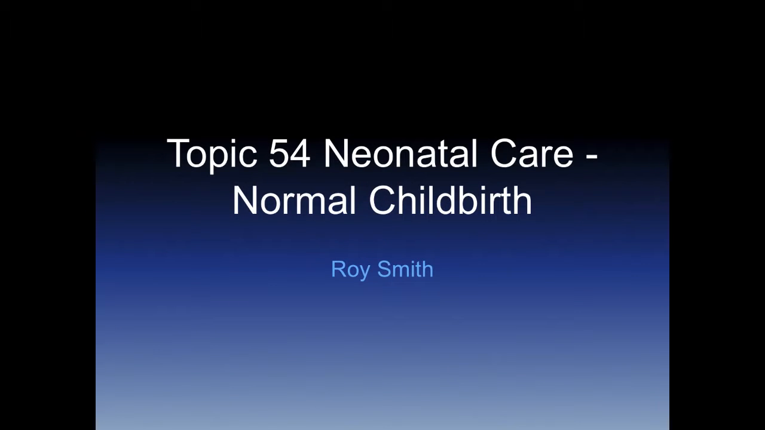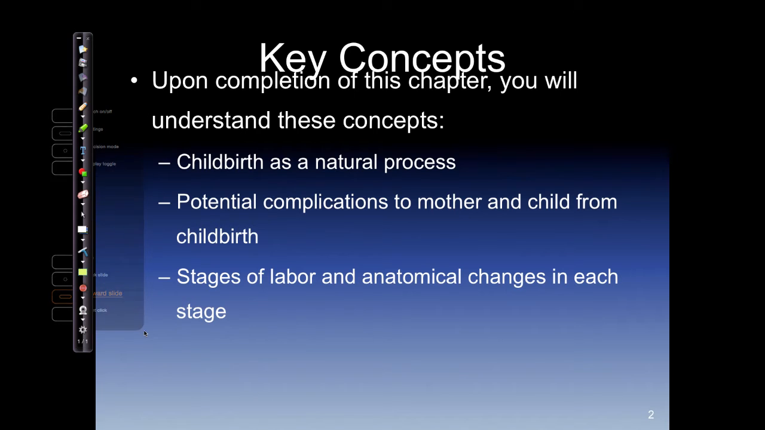This is going to be topic 54, neonatal care, normal childbirth. Key concepts. Upon completing this chapter, you will be able to understand childbirth as a natural process, potential complications to mother and child from childbirth, stages of labor and anatomical changes in each stage.